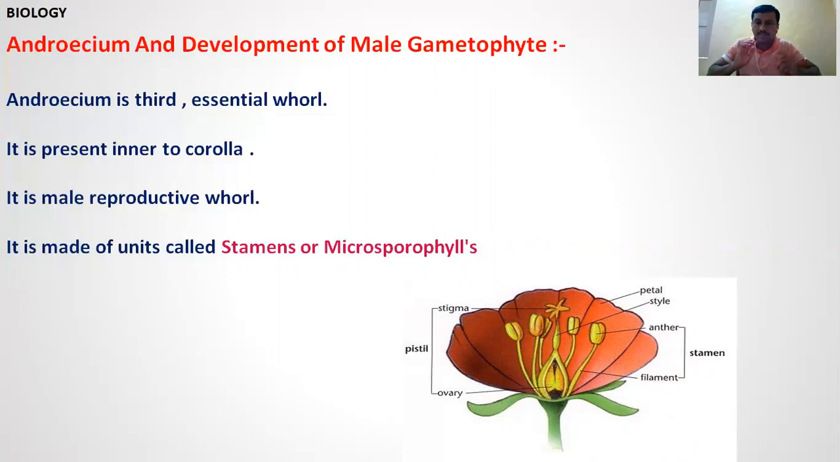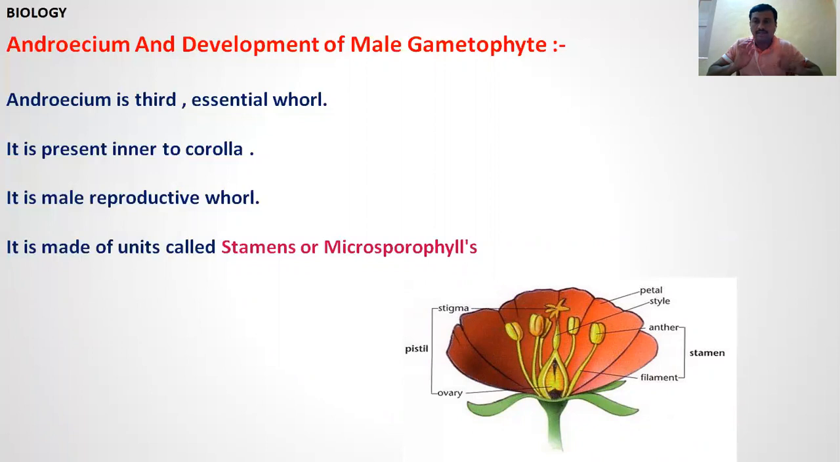The pedicel is commonly known as the stalk of the flower. The thalamus is the swollen part, also known as the platform of the floral whorls, where the floral whorls are attached. Four floral whorls are present, of which two are essential and two are non-essential.